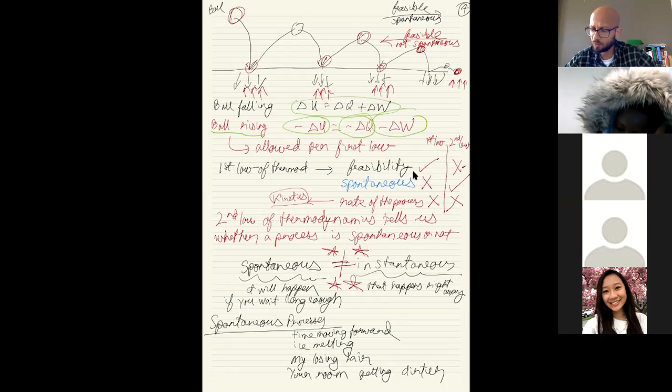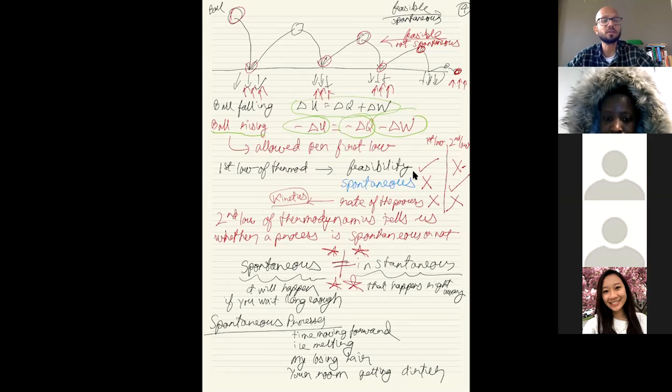Examples of spontaneous processes are time moving forward, ice melting, mine losing hair, of course, and your room getting dirtier. And all of these, their opposite, time moving backwards, is also actually allowed by first law of thermodynamics. There is nothing stopping it. The second law of thermodynamics is needed to say that these are the preferred spontaneous directions.